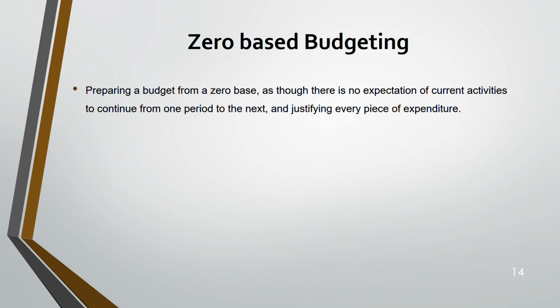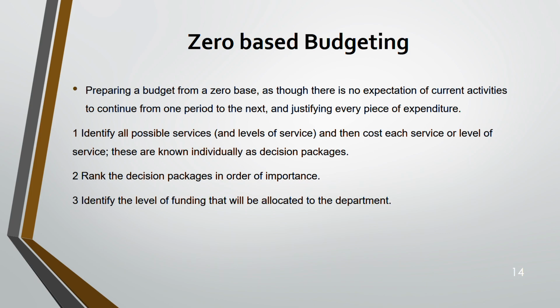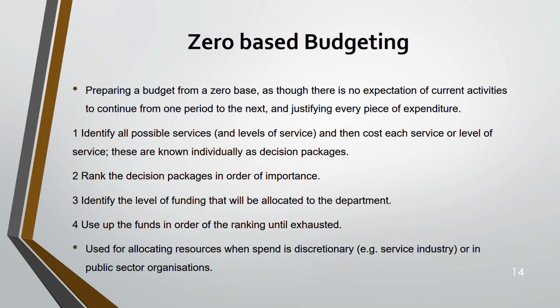Third, zero-based budgeting. The word zero means everything starts from zero again, zero base. Okay, that means you don't expect the current activity to be continued to the next period. Every piece of expenditure you have to justify. For this to work, first you have to identify all the services and then cost all the services. Okay, then second, you have to rank the decision packages in order of importance. Third, you have to identify the level of funding that will be allocated to the department. Fourth, use up the funds in order of the ranking until exhausted.